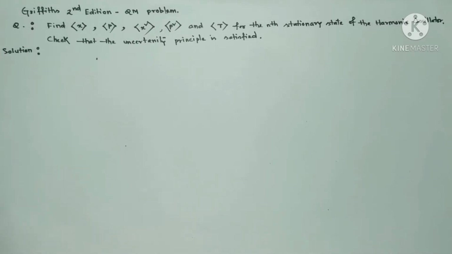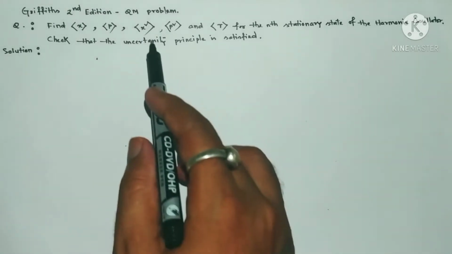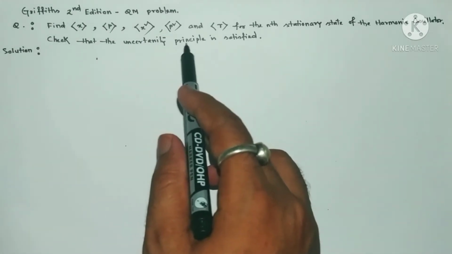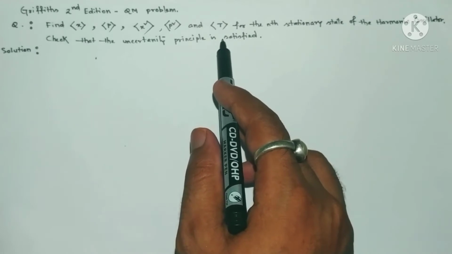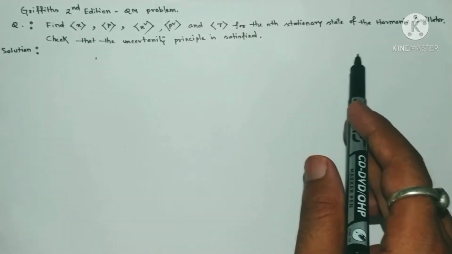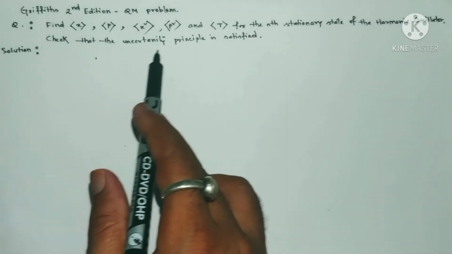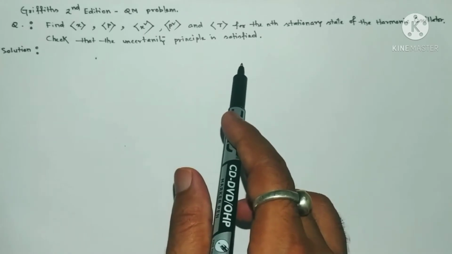Hello everyone, this is a problem from Griffiths, second edition, Quantum Mechanics. Here, find the expectation of x, expectation of p, expectation of x square, expectation of p square, and kinetic energy T expectation for the nth stationary state of the harmonic oscillator and check that the uncertainty principle is satisfied.